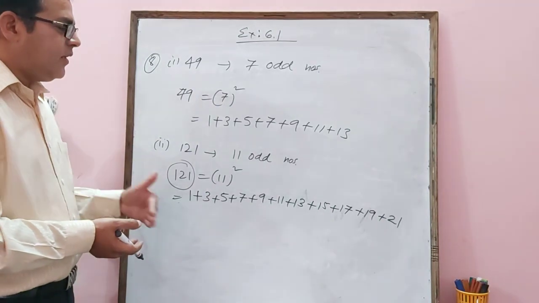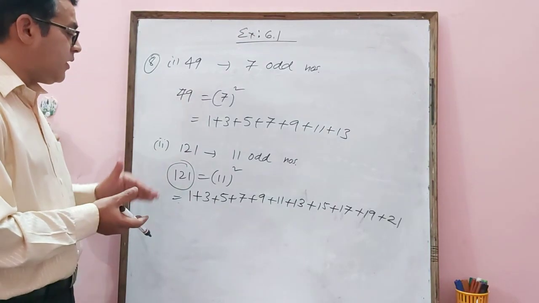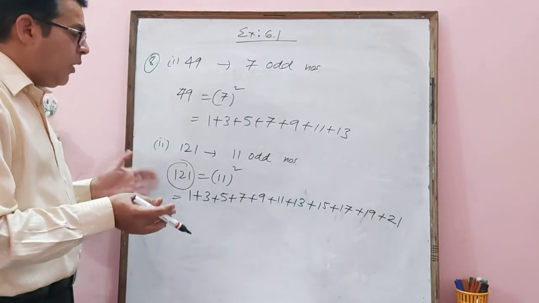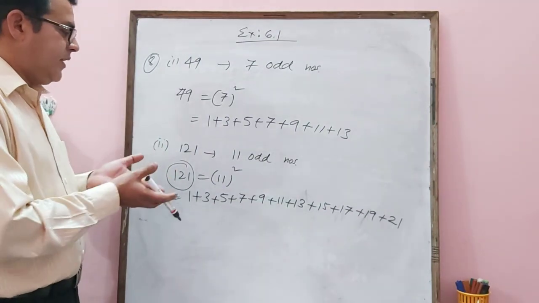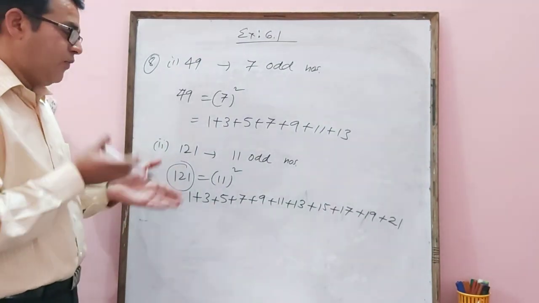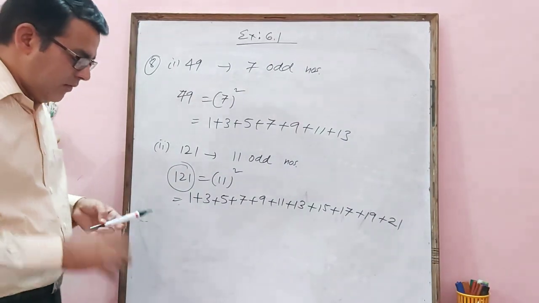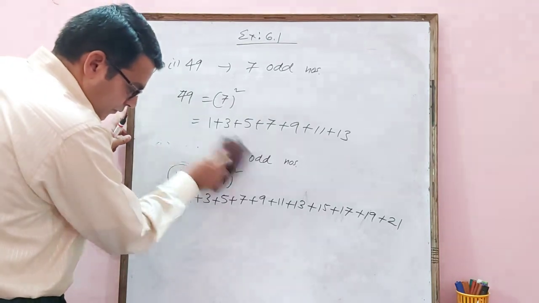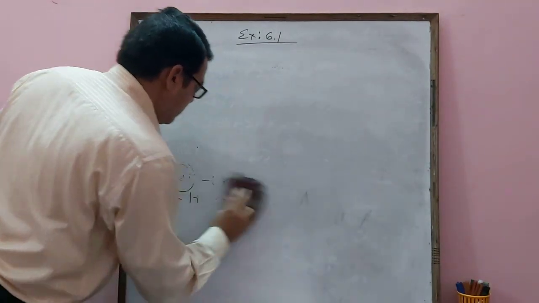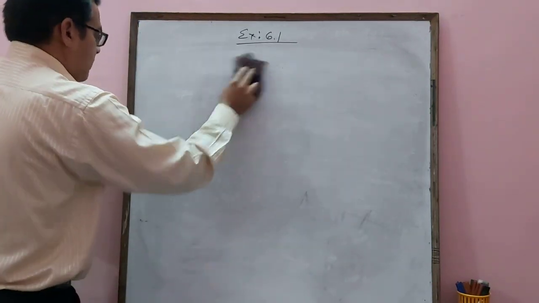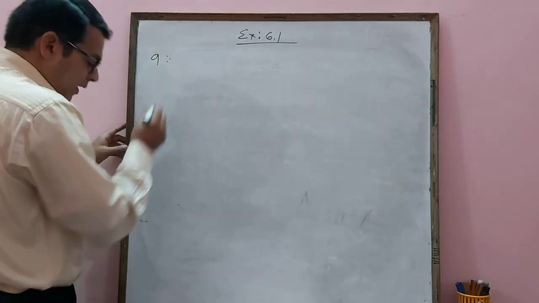This is the property of squares, and we can also say this is the strength of the property. Without any calculations, we are able to write 121 in the form of the sum of these 11 odd numbers. This is very, very interesting. One last question from this exercise. Question number 9. This is a very important question.